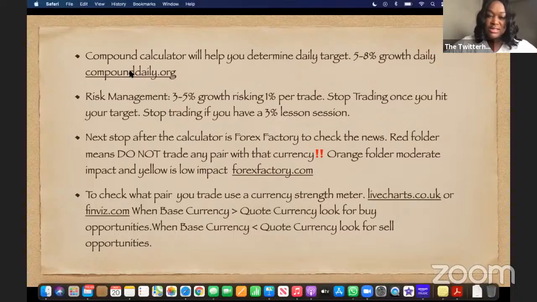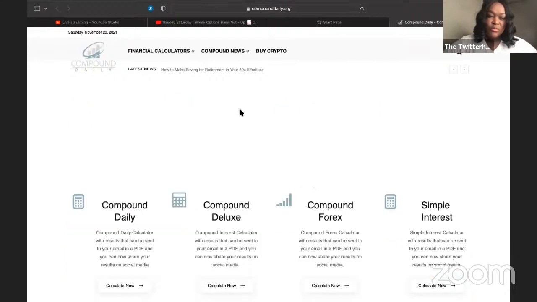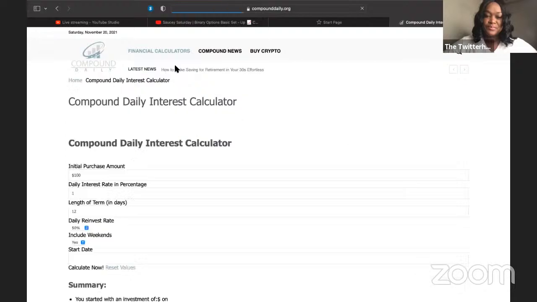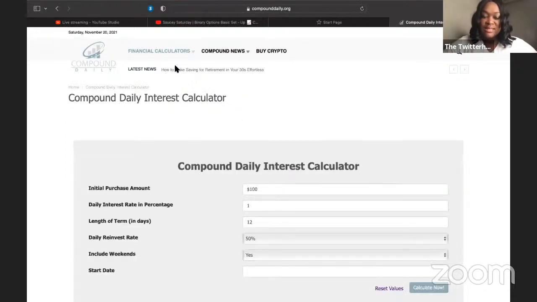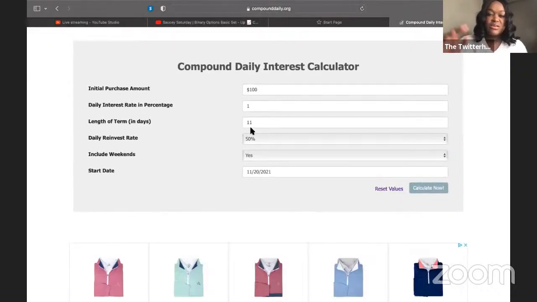I'm going to go to compounddaily.org. Okay, let me see. And when we're in compounddaily.org, we're going to select the compound daily interest calculator. And once we have this open, compound interest is used to grow money like it's a seed. You want to plant the seed, you want to nurture it, water it, take care of it so that we can bear the fruits, we can get the fruit.